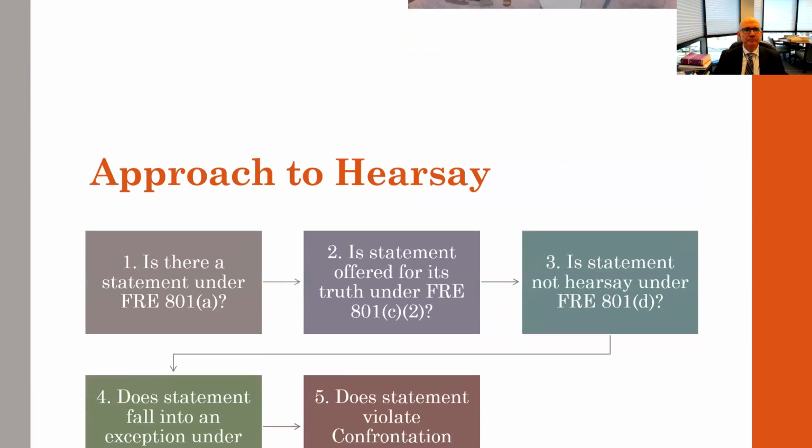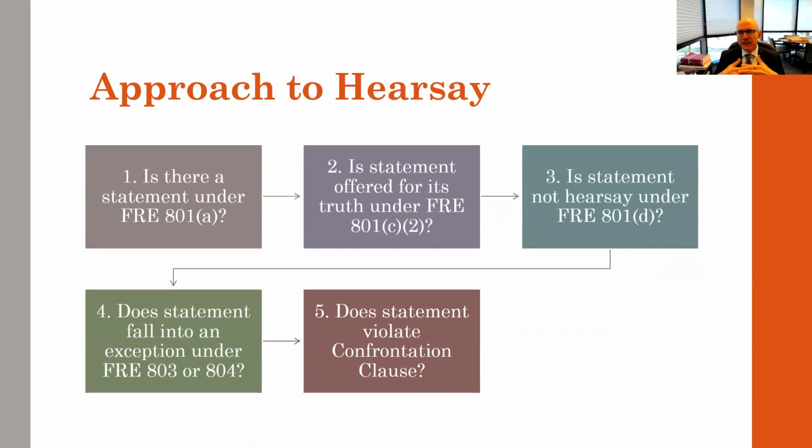Now, let's start with an approach to hearsay. This is something I featured in prior presentations, this little flow chart here. First of all, is there a statement? Is the statement offered for its truth? Is the statement a hearsay exclusion, that is, not hearsay under Federal Rule of Evidence 801(d)? Or is the statement an exception to the hearsay rules under Federal Rule of Evidence 803 or 804, depending upon whether the availability of the declarant is material or immaterial? And then, very briefly, we also need to look at whether the statement violates the confrontation clause.